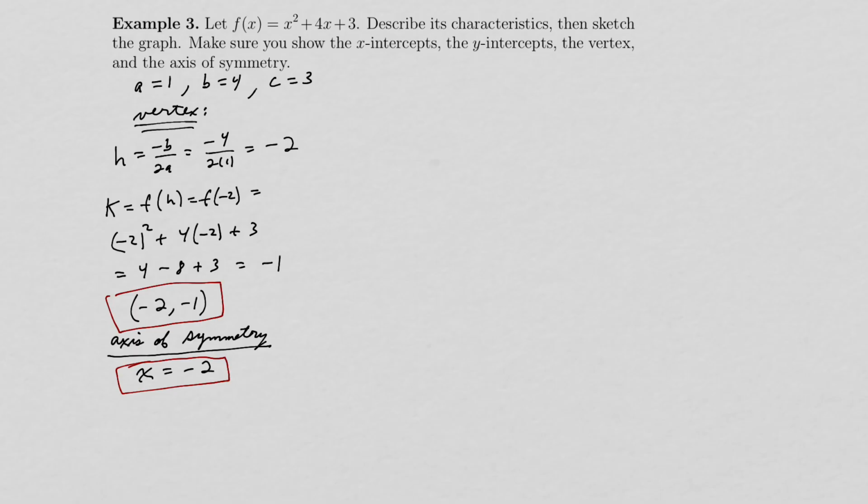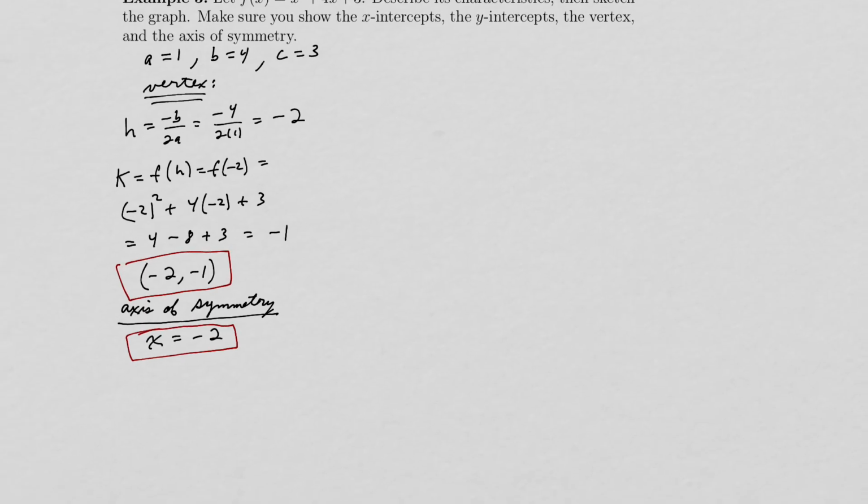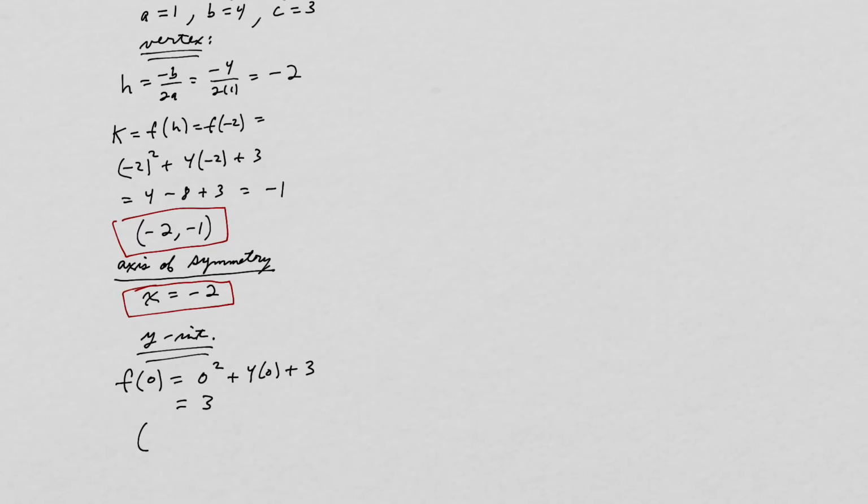Let's find the y-intercept. The y-intercept is pretty easy to find, right? To find the y-intercept, I set my x equal to 0 and I solve for y. Basically, the y-intercept is the value of the function when x is 0. So I want to evaluate it at 0. Well, that's 0 squared plus 4 times 0 plus 3. So it's just going to be 3. So I know that the point 0, comma 3 is my y-intercept.